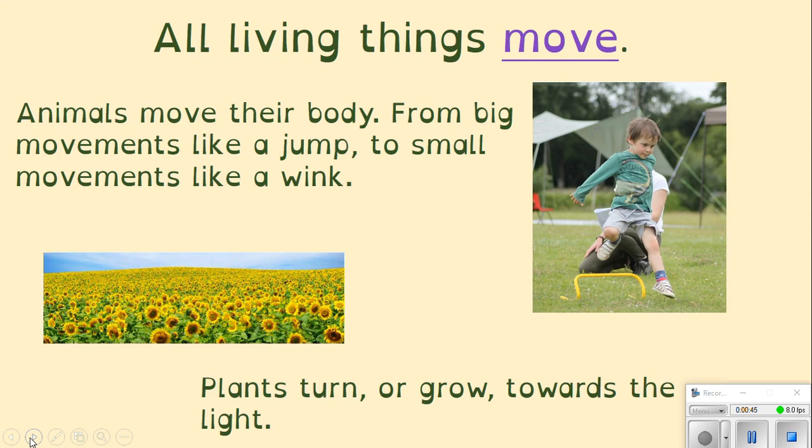The first thing is that all living things move. Animals move their bodies, from big movements like jumping or small movements like winking. And plants turn or grow towards the light. So although you won't see a plant moving, you will notice that plants do move very slowly.